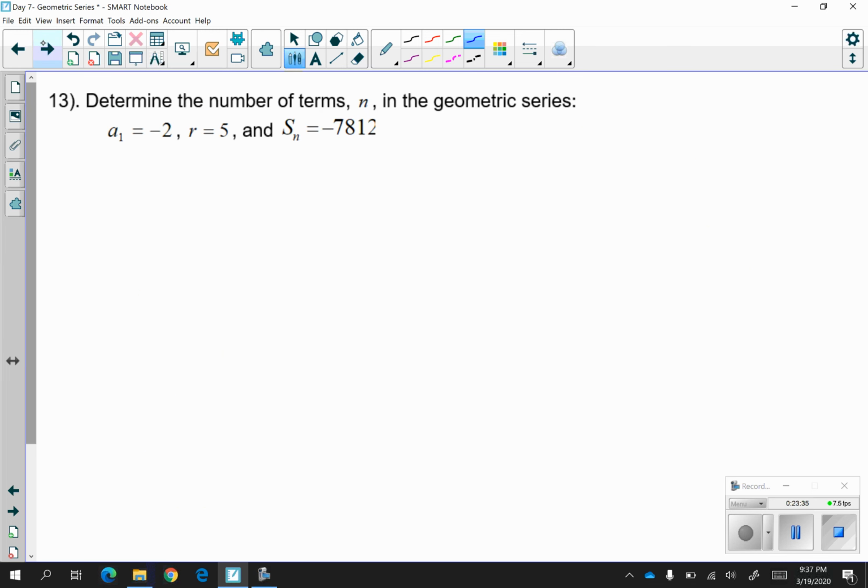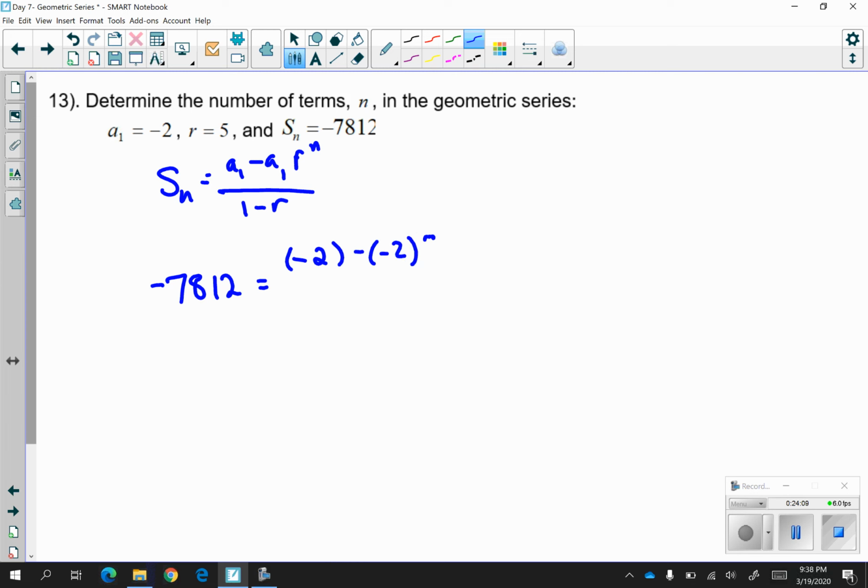Last one we're going to try for the video is number 13. So they want you to figure out the number of terms, n, for the geometric series, kind of like the last one, right? We have s sub n is equal to a sub 1 minus a sub 1 times r to the n over 1 minus r. We have that s sub n is negative 7,812. A sub 1 is negative 2. If I were you, I would put the negatives inside parentheses. Your r value is 5.